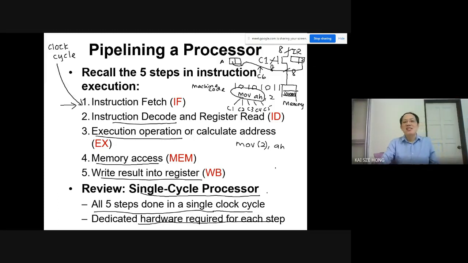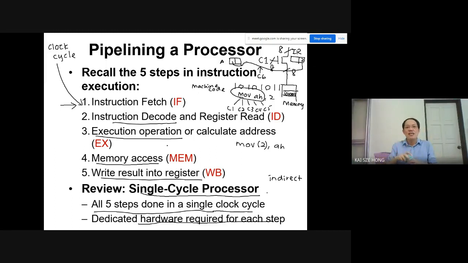But what happens? Let's say a single cycle processor, you cannot use indirect addressing mode, because you need more than one clock cycle. You cannot finish within one clock cycle. So many things will need more than one clock cycle. Some operations will need more than one cycle. So for a single cycle processor, you can do five steps in one instruction.